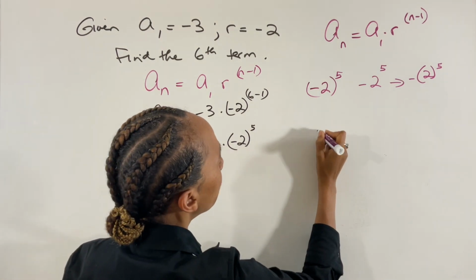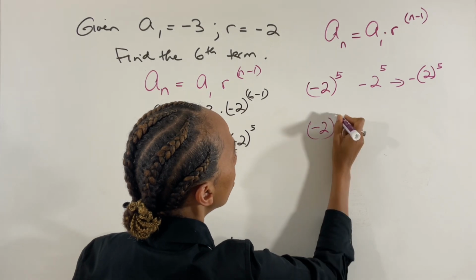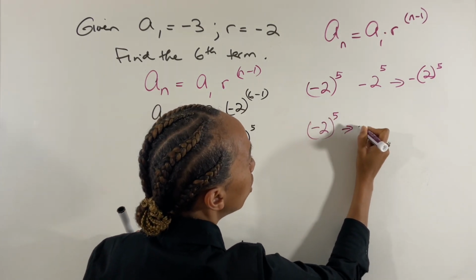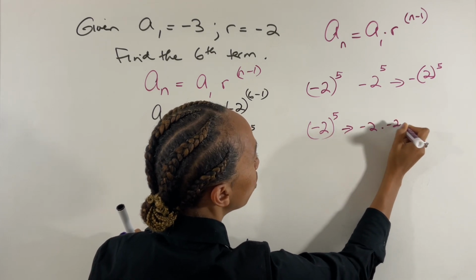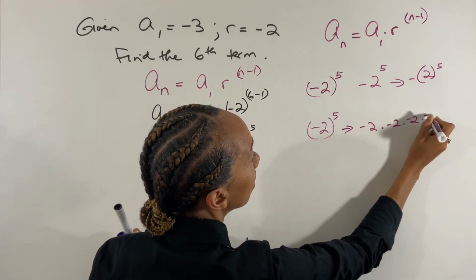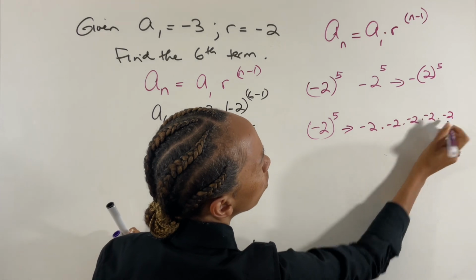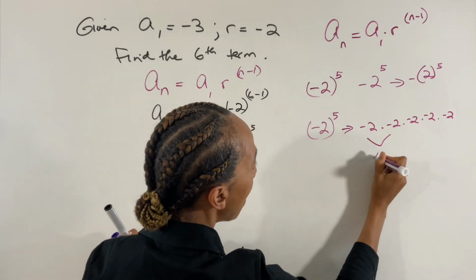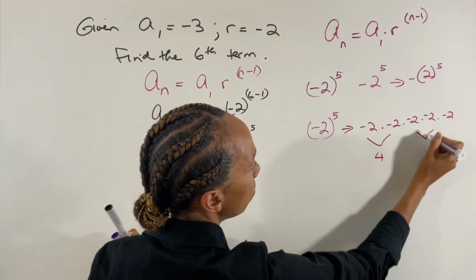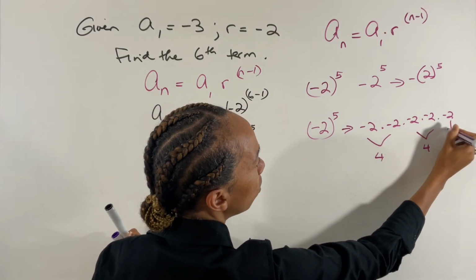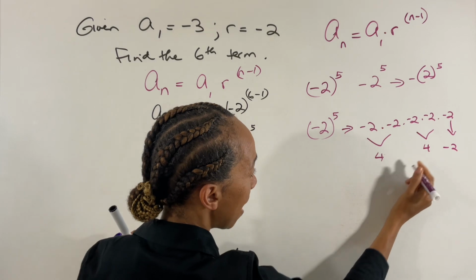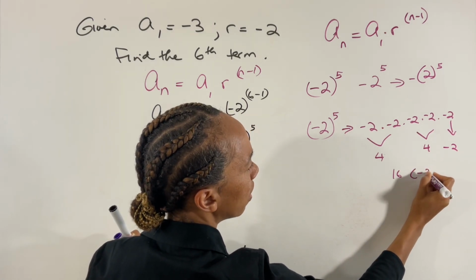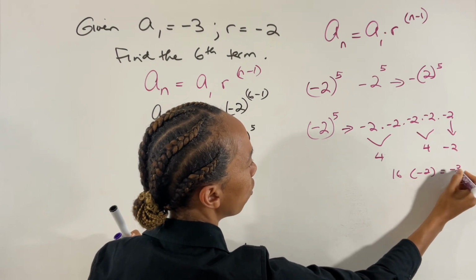So negative 2 raised to the 5th power is simply negative 2 times negative 2 times negative 2 times negative 2 times negative 2. That's 5. You can multiply this out. Negative times negative is a positive. That's 4. This is going to be a 4. And then you bring this down, times negative 2. 4 times 4 is 16. 16 times negative 2 is going to be negative 32.